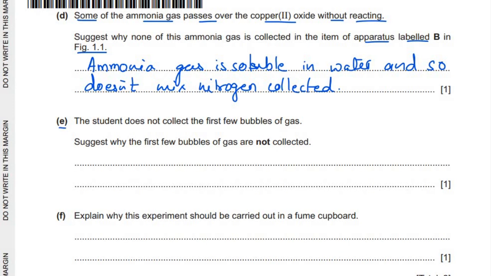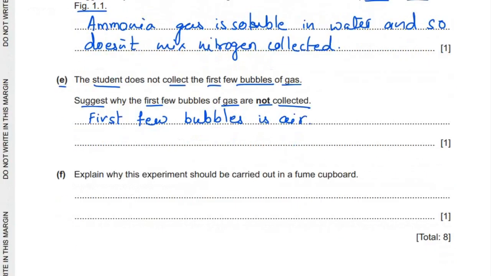Okay, the question is the student does not collect the first few bubbles of gas. Suggest why the first few bubbles of gas are not collected. Now the reason is that the first few bubbles is air. The reason being is that in the tube we haven't created a vacuum, so it is already going to have some air in it, and on heating this air is going to pass from the tube to the measuring cylinder we have set up. So that's why the first few bubbles are going to be air and we're not going to collect it.